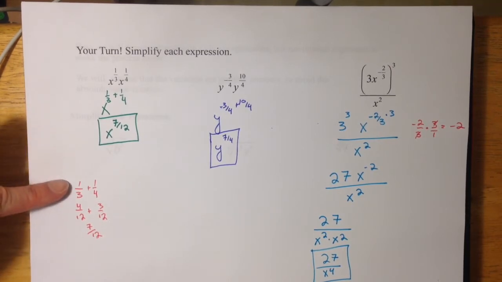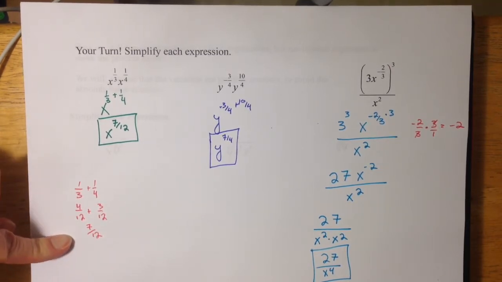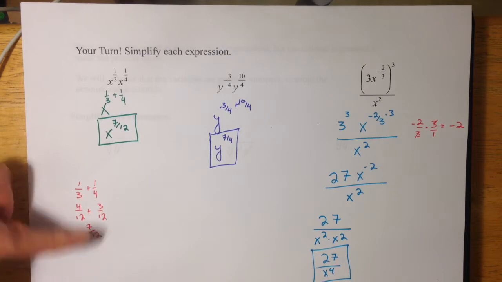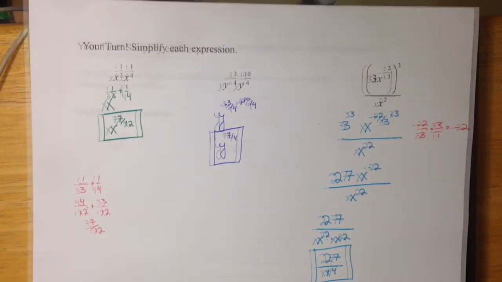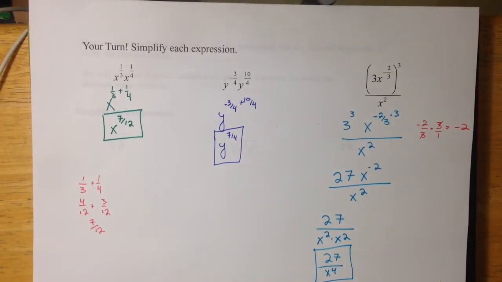I decided to do that problem down here using a little bit of scratch work. I ended up with 7/12. So this is x to the 7/12. I would like to remind you that you can use your calculator to do some of this fraction stuff if you're feeling uncomfortable with it. Let me show you how to do 1/3 plus 1/4 in your calculator and get a fraction as an answer.